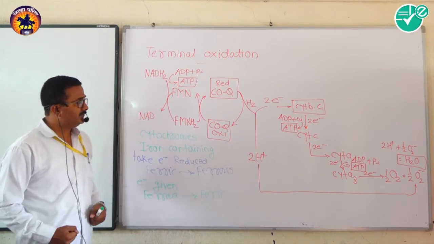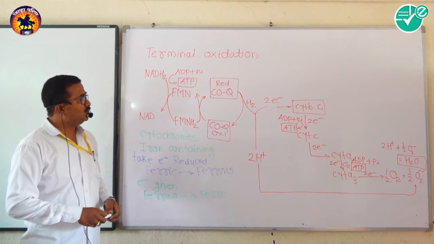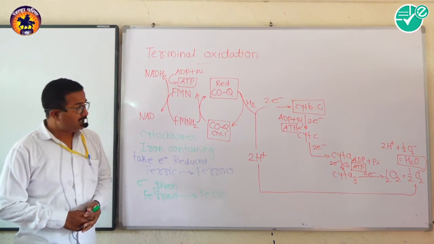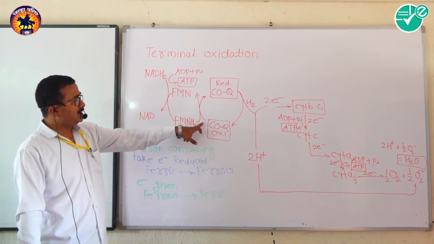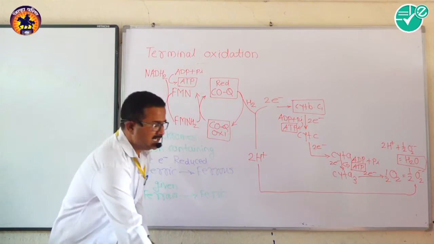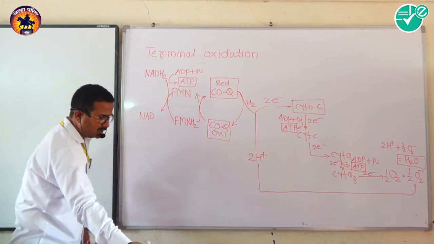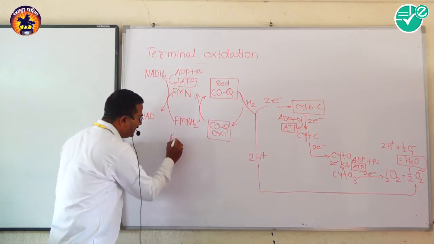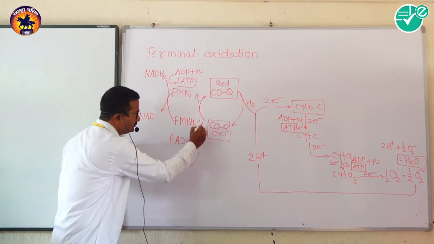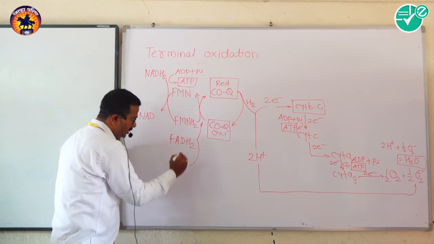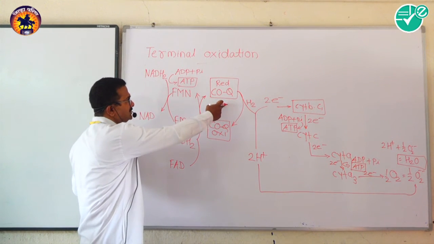In a similar manner, when FADH2 is used for this process, FADH2 enters from the coenzyme Q. So when FADH2 is present here, FMN does not have an important role. FADH2 releases the hydrogen and is oxidized into its original form FAD, and this hydrogen goes towards the coenzyme Q.